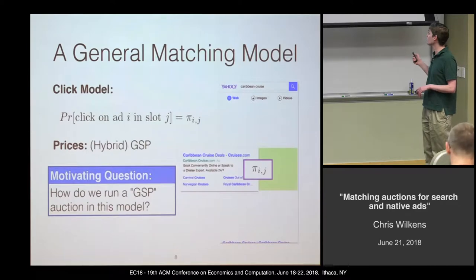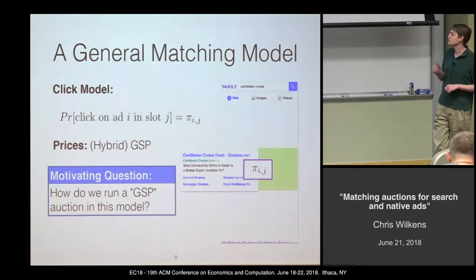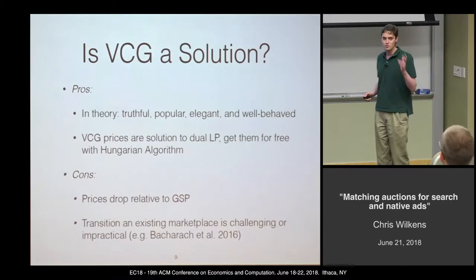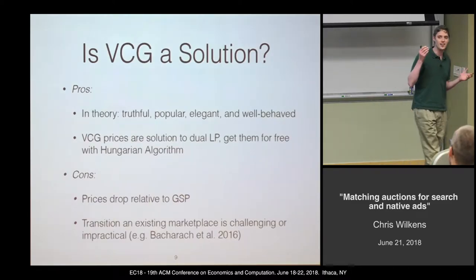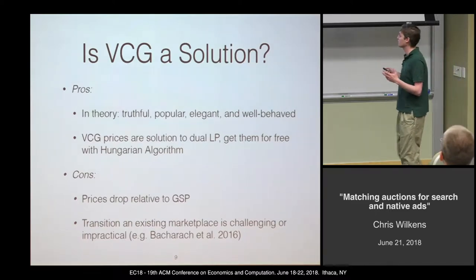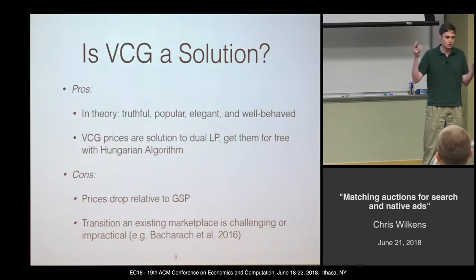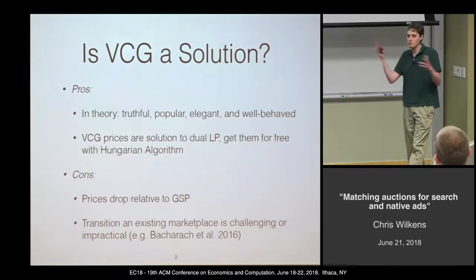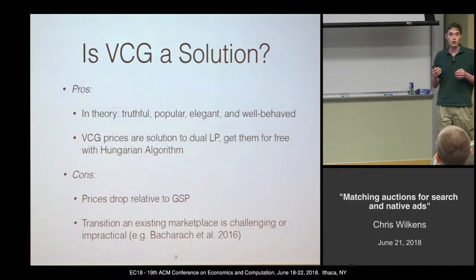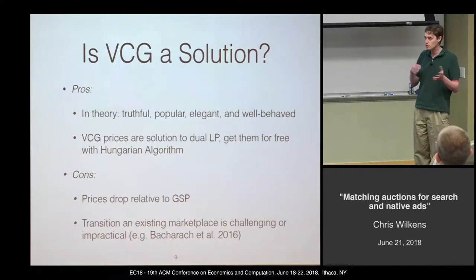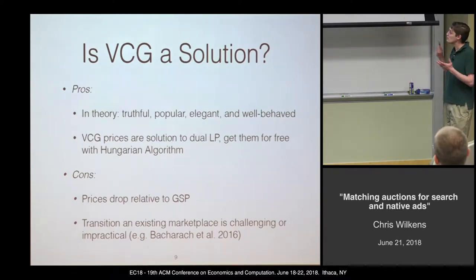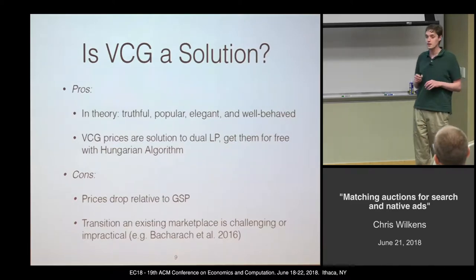Okay. So in a general model, I'll just say the probability of a click is pi ij. How do we run GSP? Now, the first question that will be asked, certainly in an AGT audience, is, well, what about VCG? Well, VCG has some pros. In theory, it's supposed to be truthful. It's very popular in our community, for sure. It's very elegant. And we're in a regime where VCG, even though it's known to have some problems sometimes, is pretty well behaved. We don't have complements. We don't have any of this kind of stuff. So VCG could be something.